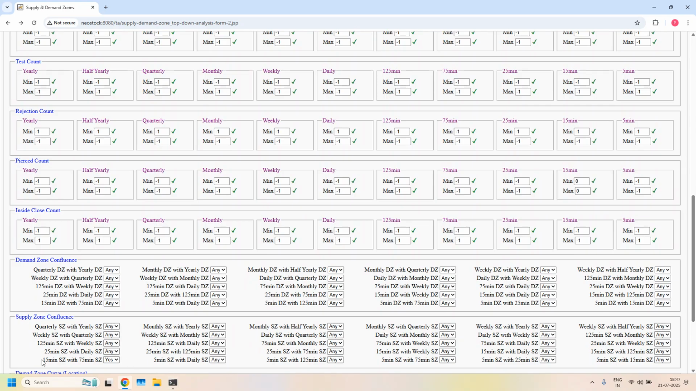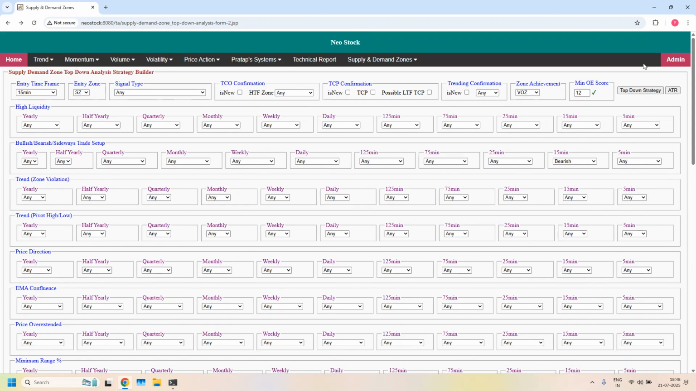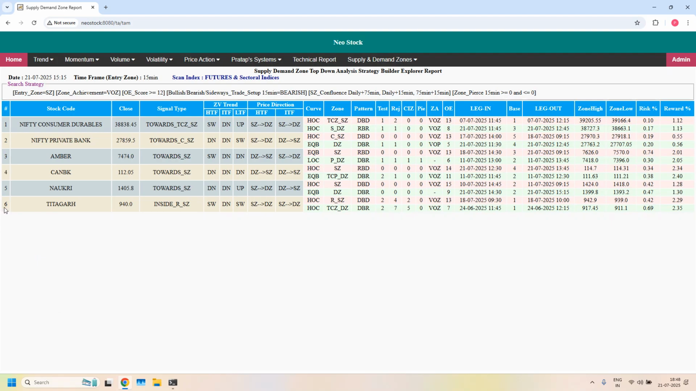First filter is already enabled, 15 minutes and 75 minutes supply zone confluence. Next 15 minutes and daily supply zone confluence, 75 minutes and daily supply zone confluence. With all the 3 filters, that is 15 minutes, 75 minutes and daily supply zone confluence, we got 6 stocks. In all the 6 stocks, these 15-minute supply zones are overlapped with 75-minute supply zone. Both together again overlapped with daily supply zone. And daily trend is down in 3 stocks out of 6.